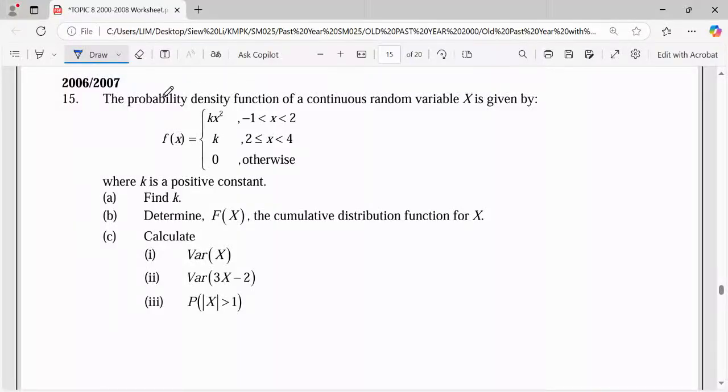Hi everyone, for this question, this is a probability density function for a continuous random variable given by this interval. We observe this interval: from -1 until 2, we have kx squared; from 2 until 4, we have k. Then k is a positive constant, find out the value of k.